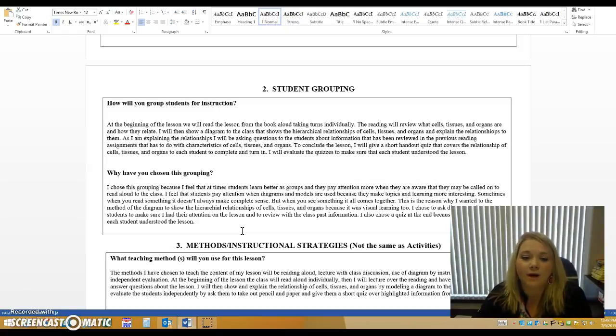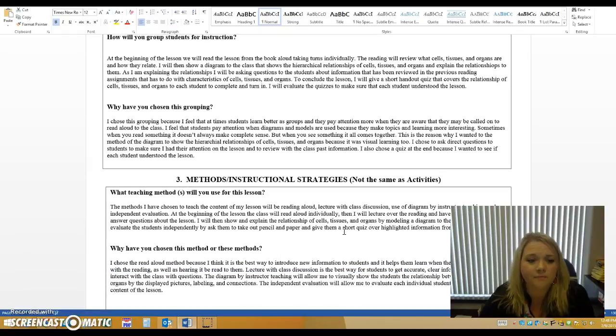This is the reason why I wanted the method of the diagram to show the hierarchical relationships of cells, tissues, and organs, because it was a visual learning tool. I chose to ask direct questions to students to make sure I had their attention on the lesson and to review with the class past information. I also chose a quiz at the end because I wanted to see if each student understood the lesson.